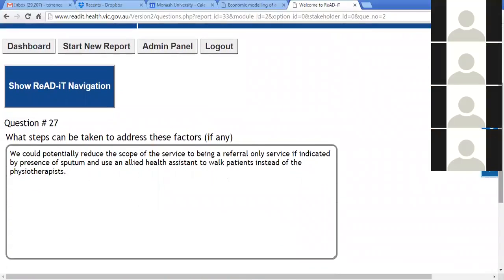The next question that is asked is about steps that can be taken to address these factors. Now, obviously, we can't force more people with this condition through the front door of the hospital, and we wouldn't necessarily want that to happen. We can potentially reduce the scope of the service to being a referral-only service, if indicated by the presence of sputum, and use an allied health assistant to walk patients instead of the physiotherapist. So that is a potential workaround that we could have to maintain some semblance of a service that is probably more effective than the current model of care.